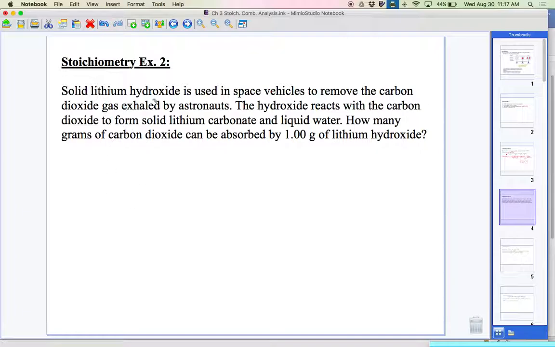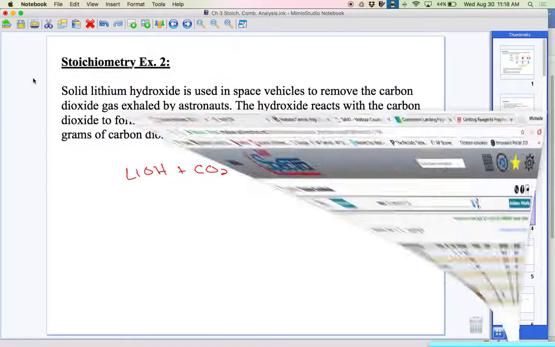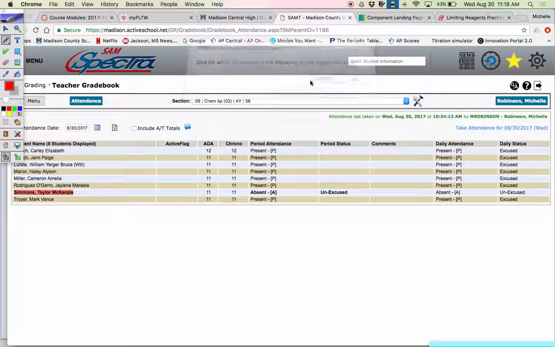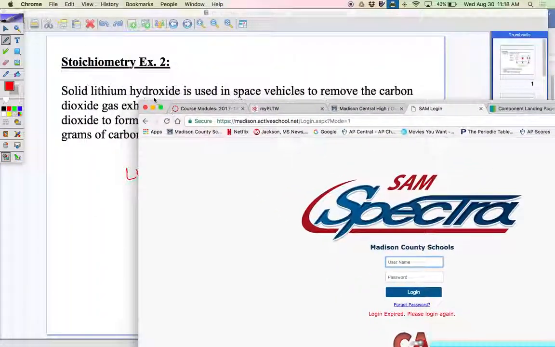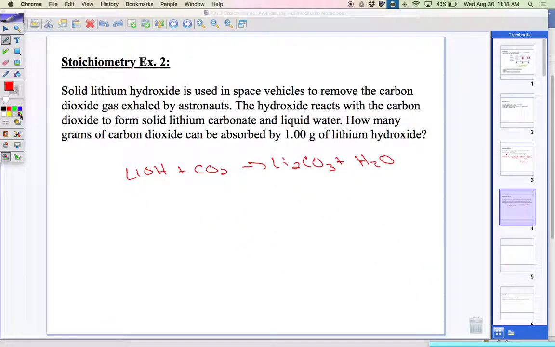Solid lithium hydroxide is used in space vehicles to remove carbon dioxide by gas inhale. The hydroxide reacts with the carbon dioxide to form lithium carbonate and water. How many grams of carbon dioxide? Oh, what did I do? Where'd it go? Oh goodness. Wait, says that. Shh, I'm listening. She's not teaching. She is. I was pushing buttons.